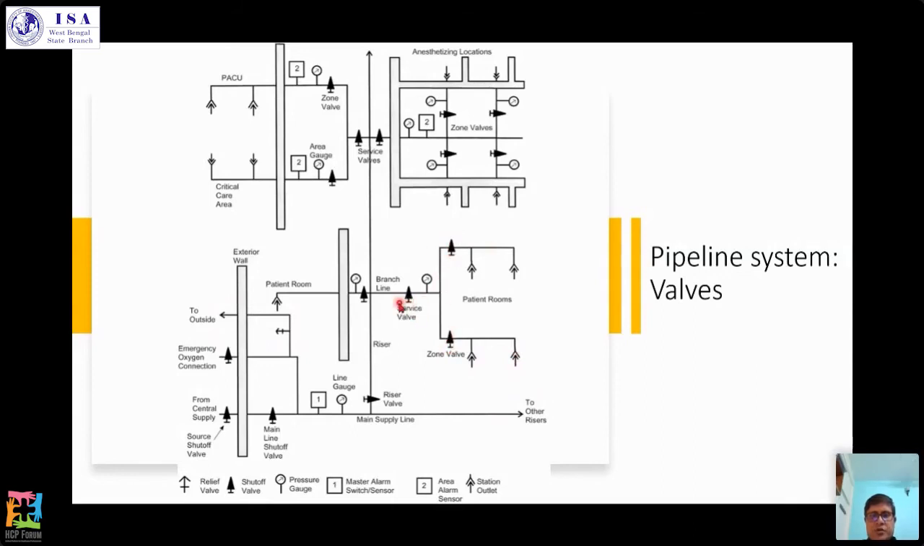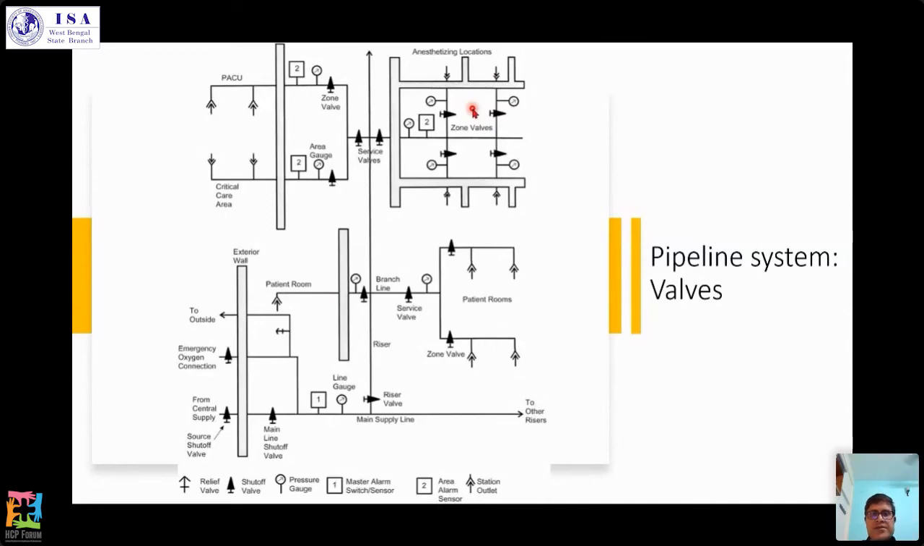We have zone valves, which will separate all of these branch lines. These are service valves which are hidden, accessible only by the service people, and there are monitors. We also have these alarms and sensors, which we have here after the main alarm. We also have these zone alarms in important areas like the PACU and the operating room. And all of these areas in the operating locations can be separated by this zone valve.